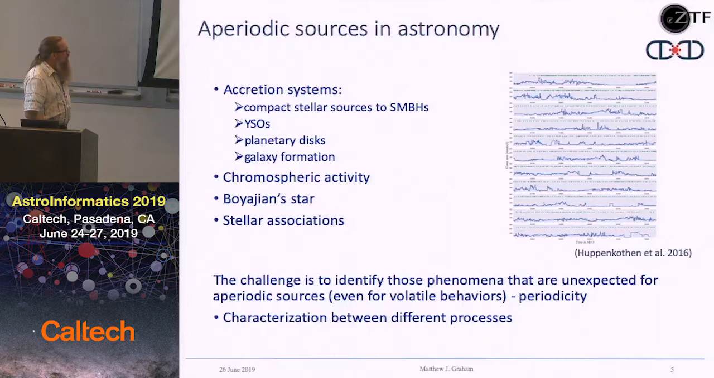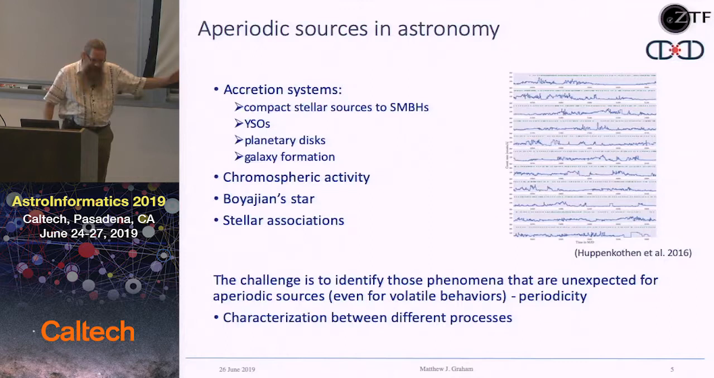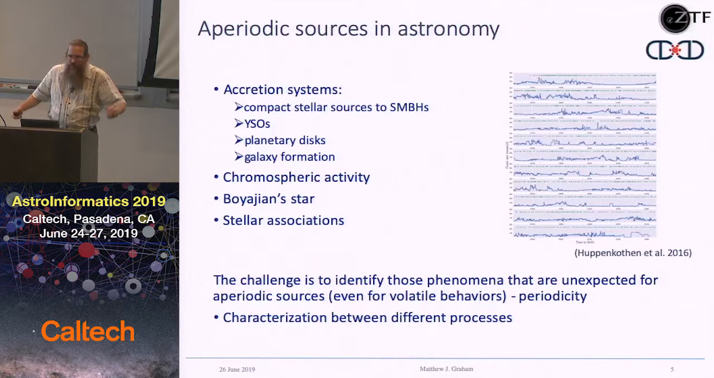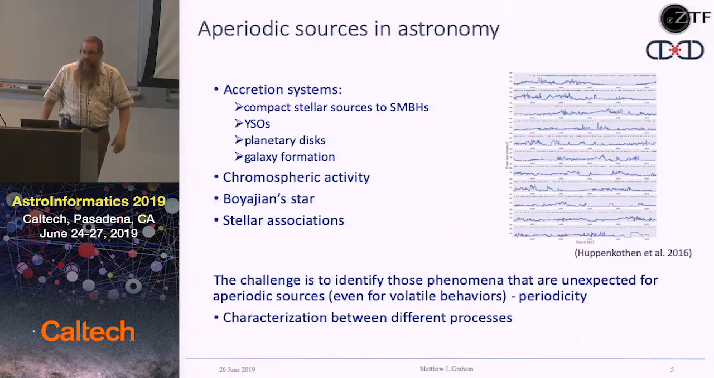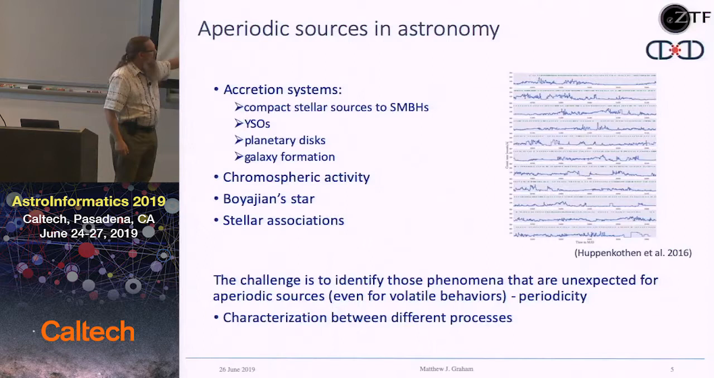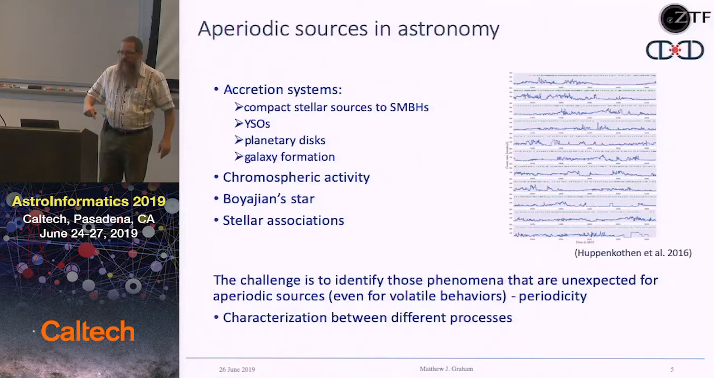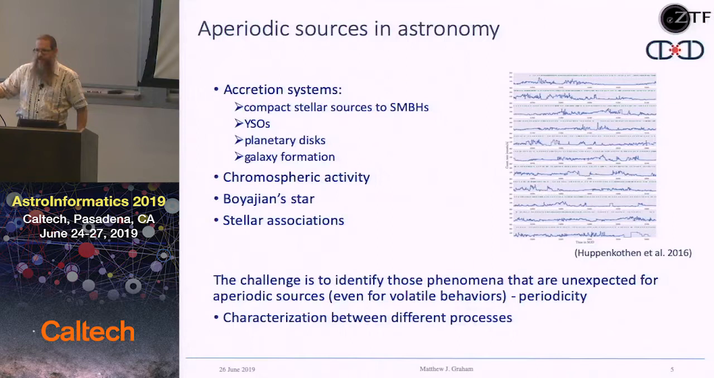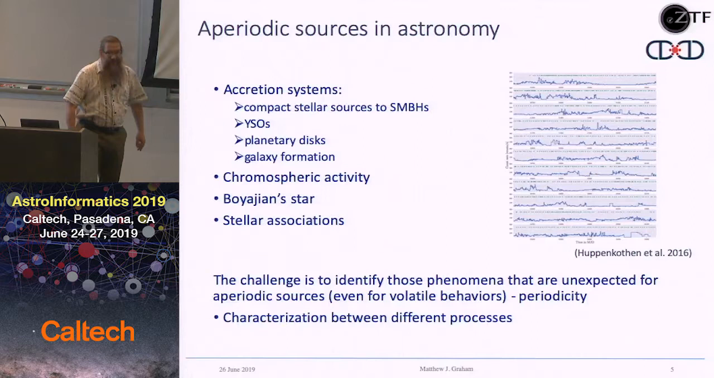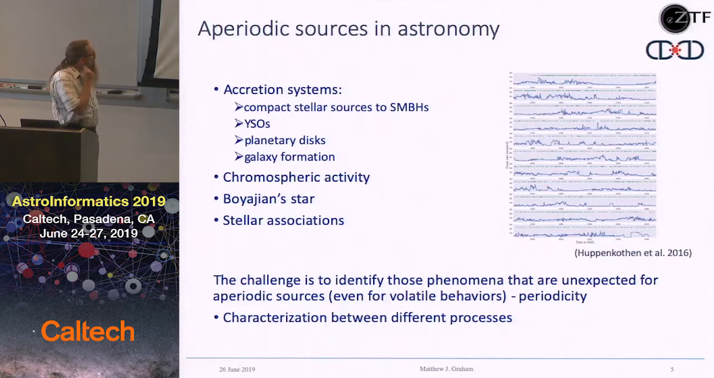Now, I would argue that the challenge, as the project scientist for ZTF, is that I'm interested in the things that are unexpected. If something is periodic and regular, it's relatively straightforward to understand when that behavior begins to be unexpected, and then it becomes an interesting source. The challenge for these sorts of things is to identify those things: when is the behavior unexpected for an aperiodic source? When is the variation it's showing different from what you would expect for that type of thing, for example, when it might start showing periodicity? And can we distinguish between different processes that are linked to the physics that's going on, that we can work with?